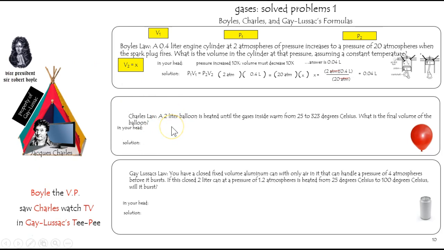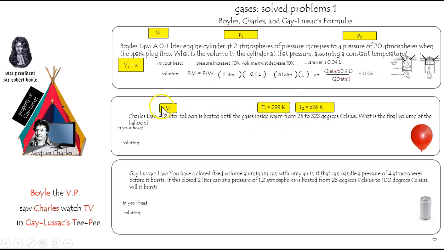We have a 2-liter balloon. That must be our initial volume. We're heating it up. The temperature goes from 25 to 323. Wow, it looks like it's increasing 4, 8, 12, almost 13 times. Nuh-uh. Because we have to change from Celsius to Kelvin. And look, we're going from 298. We add 273 to each one. 298 to 596. Yes, I chose that on purpose because, in fact, it's only doubling.